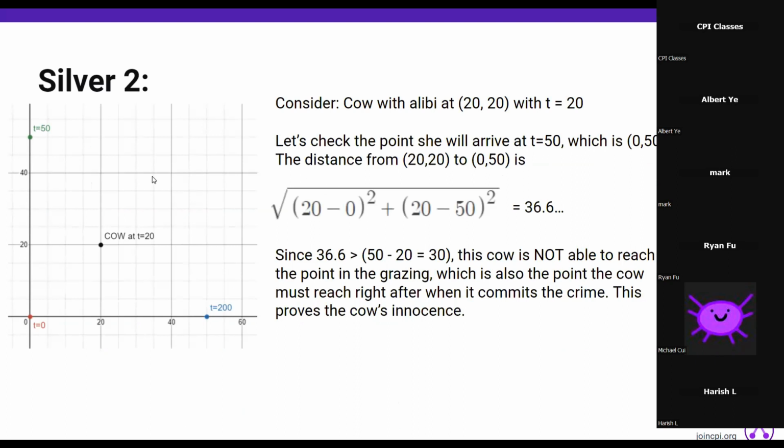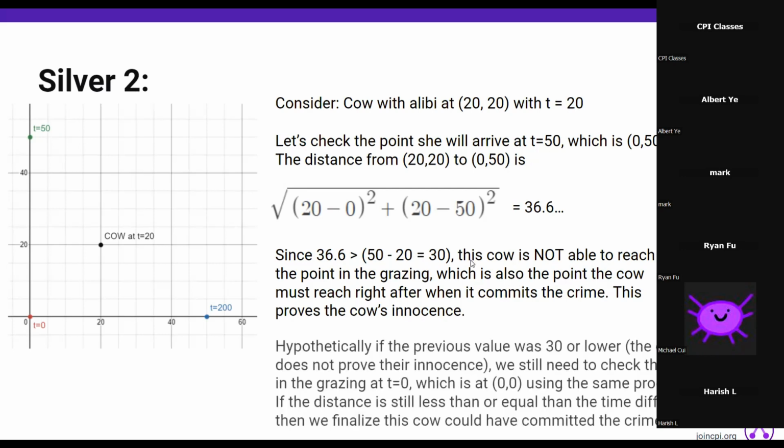So let's first check the green point in the grazing, which specifies it will reach it at t equals 50. Here we first check the distance from (20, 20) to (0, 50) using the Euclidean distance formula, which is basically the square root of the difference in x coordinate squared plus the difference in y coordinate squared, and that equals 36.6. Since 36.6 is greater than the time difference, the cow is not able to reach this point in the grazing in time, which also means that the cow must reach it after it commits the crime, which disproves the cow's innocence already.